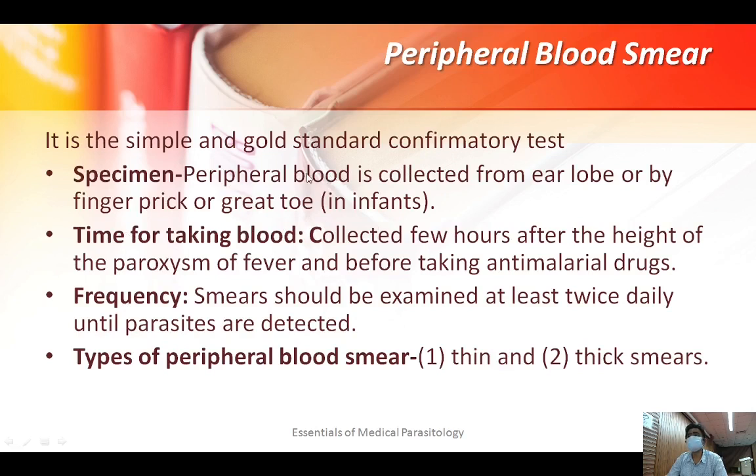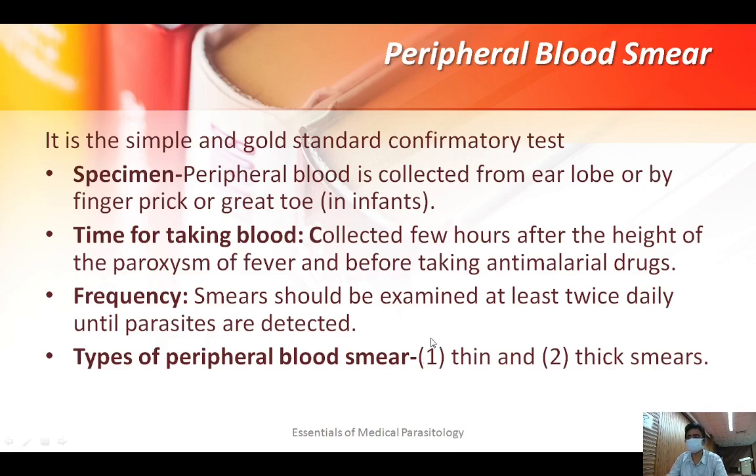So the specimen is basically peripheral blood, collected from either the earlobe or a finger prick, or the heel in case of infants. The blood is usually collected a few hours after the height or paroxysm of fever and before taking anti-malarial drugs. Frequency: the smear should be examined at least twice daily until parasites are detected. You should make a thin and a thick smear. The advantage of a thin smear is that you can speciate the malarial parasite.